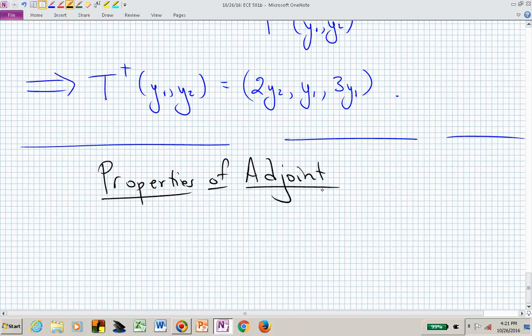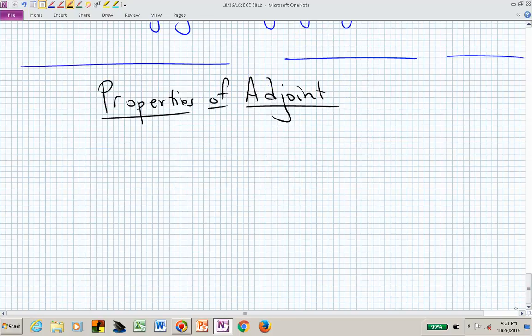That's now an example, or maybe a concrete way of thinking: what's this adjoint? Well, it's just a linear map, but it now goes from R2 to R3 for that particular example. We want to now address this question: is the adjoint a linear map?